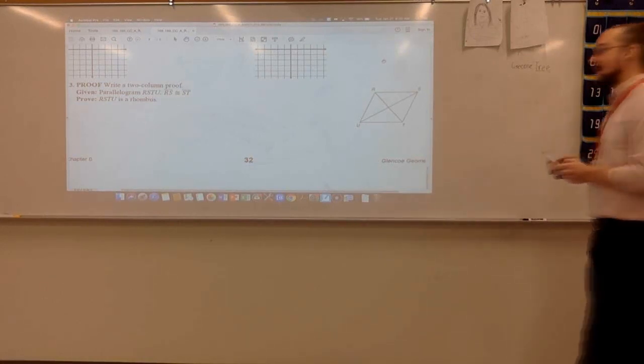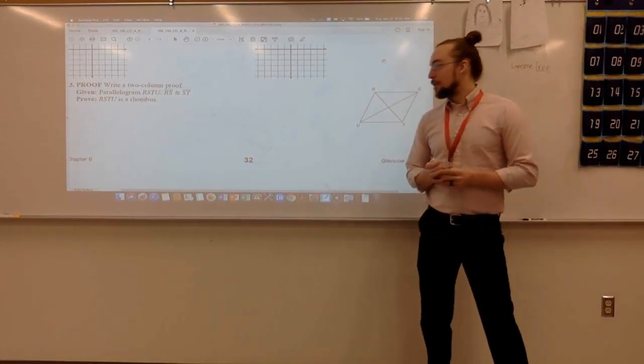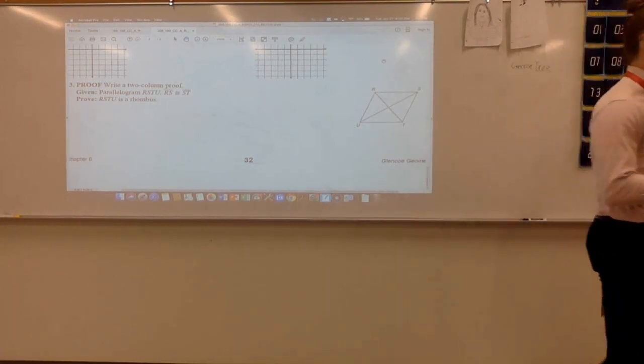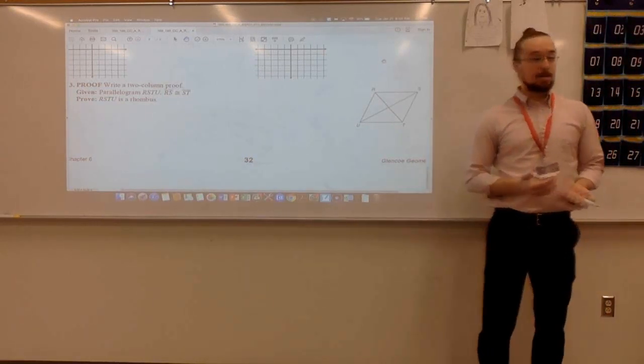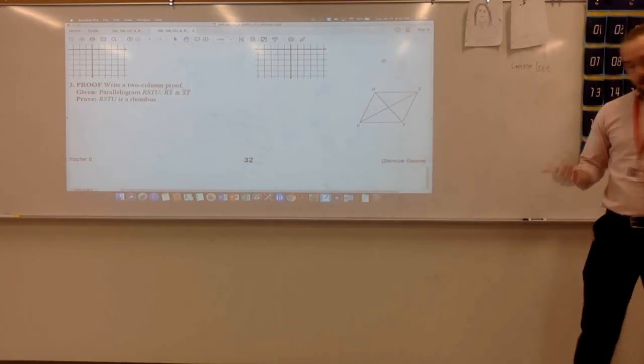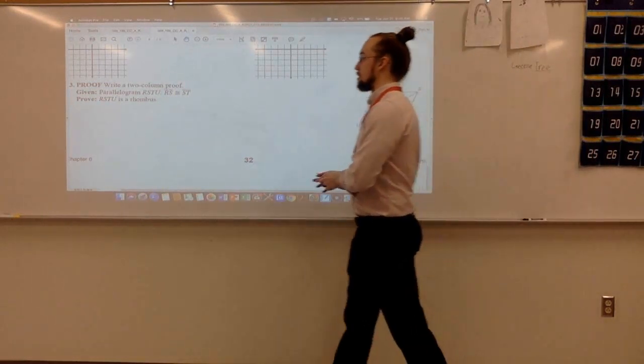Take a look at some parallelogram proofs. There is usually at least one parallelogram type proof on the air test. So this is something that we need to practice.